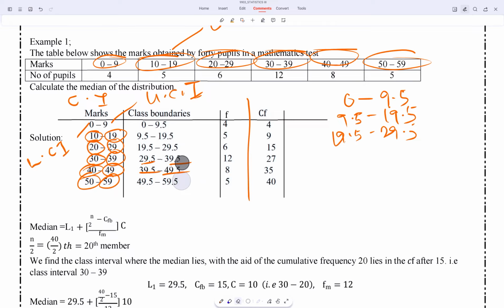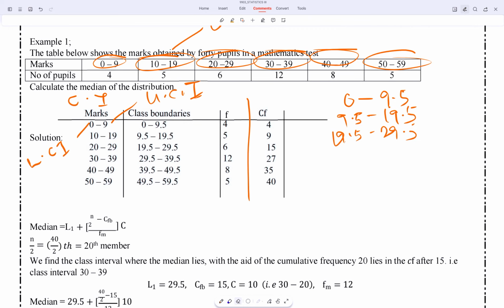Now you can see that I've been able to make it look like a what? Like a continuous data that I was speaking about. I've made it look like continuous data. That is the first goal. Now you may be asking yourself, what if I have a continuous data? We'll look at an example like that. All right, so now I've been able to make it look like a what?